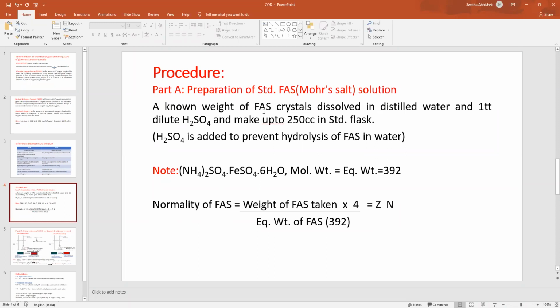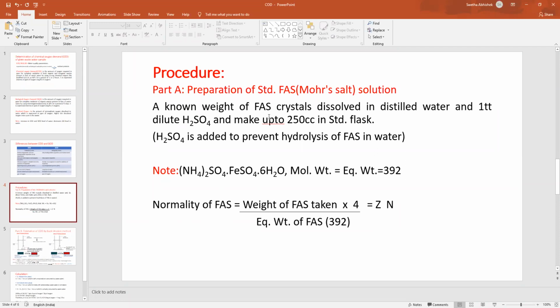Because FAS should not be prepared directly in water, it should be dissolved in a minimum volume of distilled water in the presence of 1 test tube of dilute sulfuric acid. After complete dissolution of FAS crystals in water and sulfuric acid, you have to make it up to the mark in a 250 cc standard flask to get 250 cc standard FAS solution.